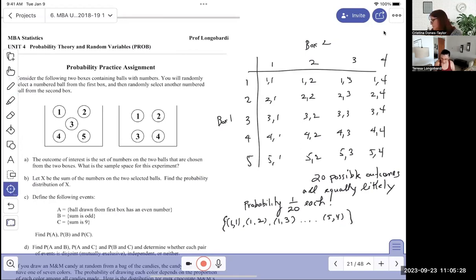So we need to do the table basically. Like I'm cheating here, but you have to write them all in. That would be your sample space. You have to depict them. You have to show them what they are. Okay.